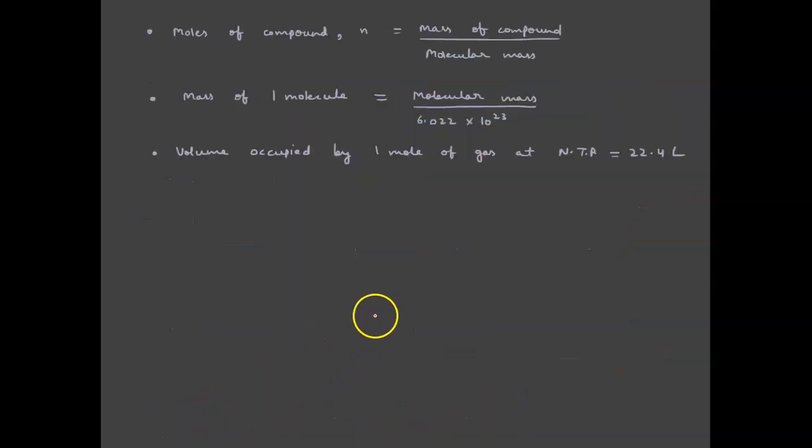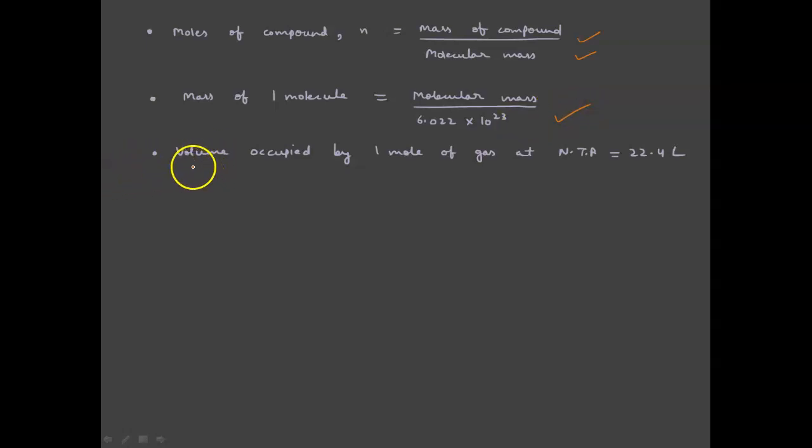Now comes moles of compound. Similarly, mass upon molar mass, but mass of compound divided by molecular mass. In this case, we will take compound and molecular mass. Now, mass of one molecule, similar to the mass of one atom formula: molecular mass divided by 6.022 into 10 to the power 23.